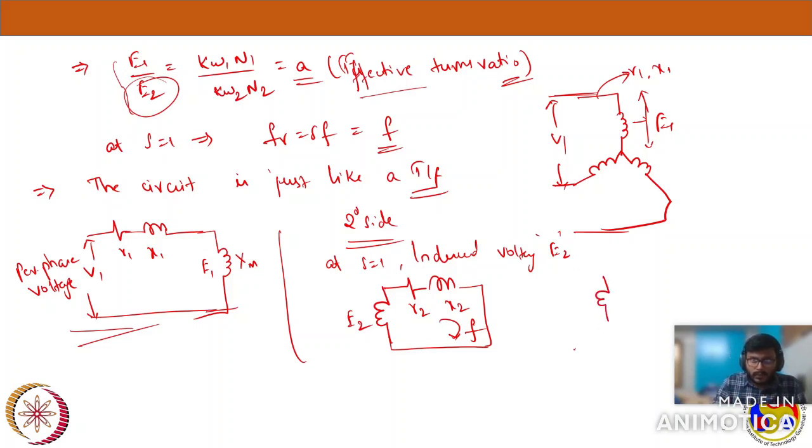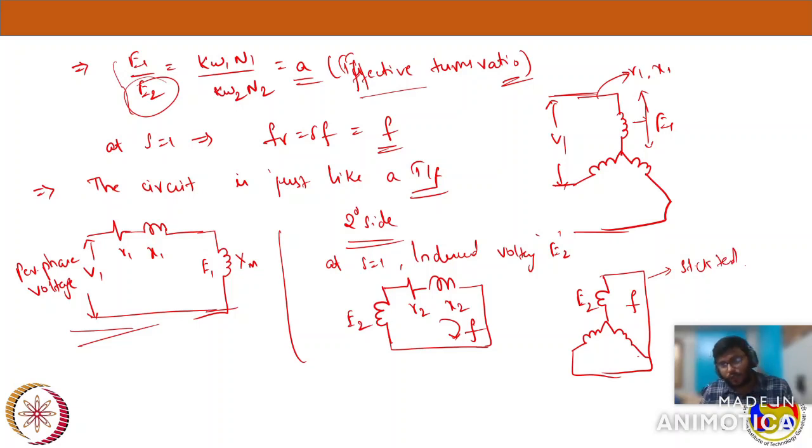So let me draw again a star connected rotor, and I have short circuited the rotor circuit, and there will be E2 here, and f is the frequency of the electrical quantities in the rotor. Secondary shorted, so we want to make it like an induction motor. If you want to draw some current here, you can remove the short circuit and connect some load. That's how you will draw some current in the secondary.